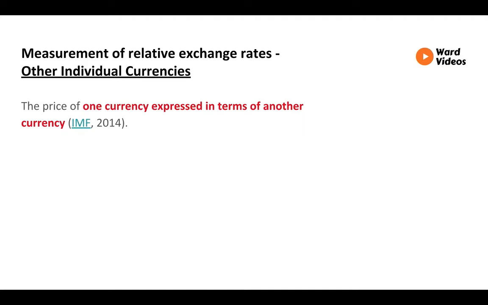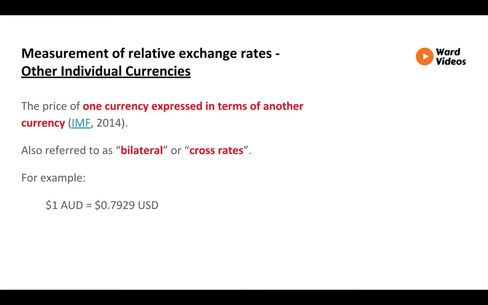The first measurement of relative exchange rates is other individual currencies. With this measurement, it's the price of one currency expressed in terms of another currency. It's also referred to as bilateral or cross rates. For example, today, one Australian dollar could buy 0.79 United States dollars.